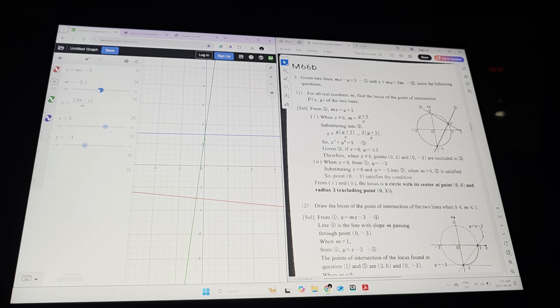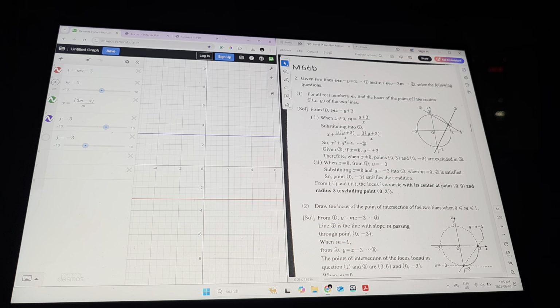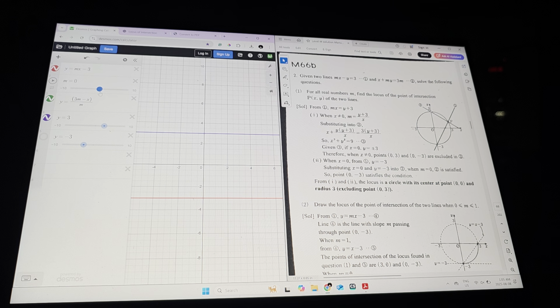Let's set it to be 0. Perfect. As you can see, it's disappearing, right? The green line disappears. Why? It's just because the black line actually covers the green line, but it still intersects over there. So as for locus, right?